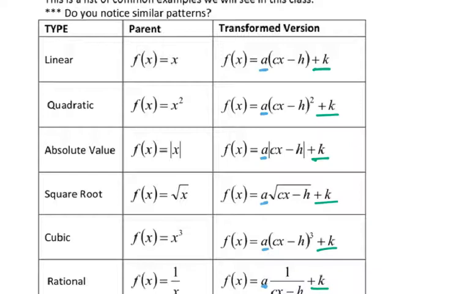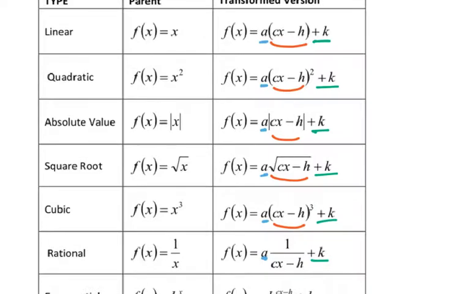And then if we look at what is inside the grouping mechanism with X, in the absolute value bars, under the square root, in the parentheses, in the denominator, you'll notice we have C times X minus H. So the purpose of me showing you this screen is to just help you see that patterning and how we like to organize things when we're trying to determine what is going on inside these problems.